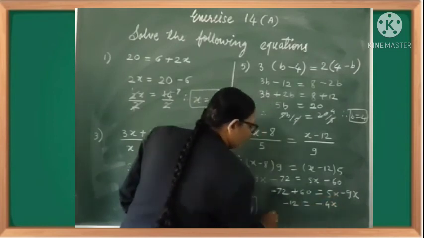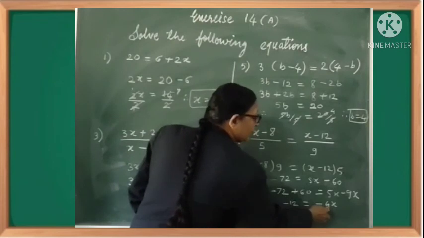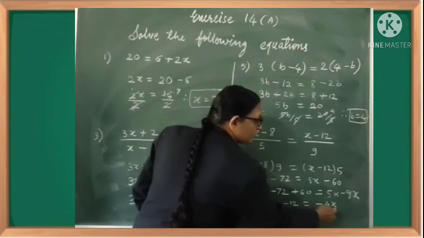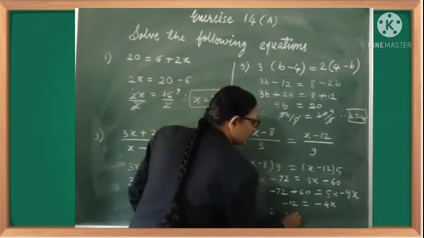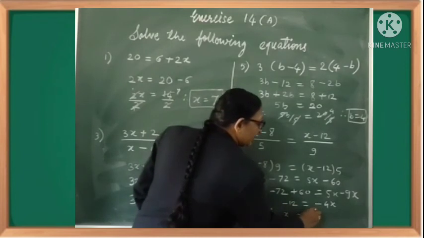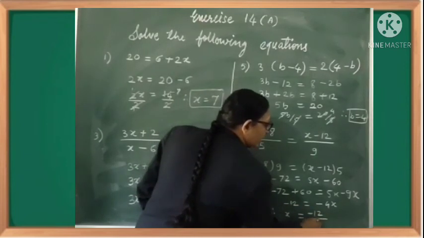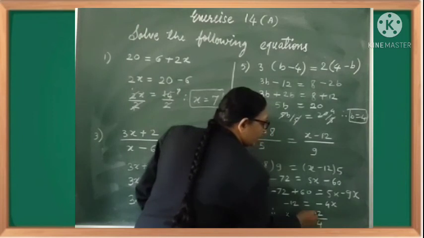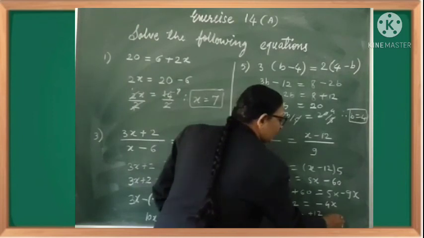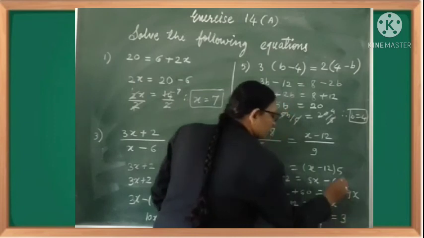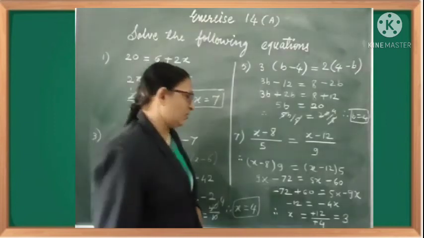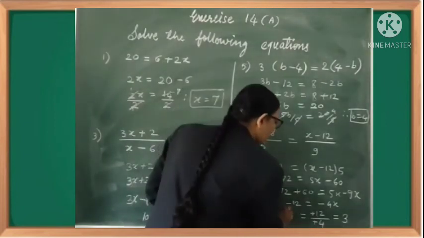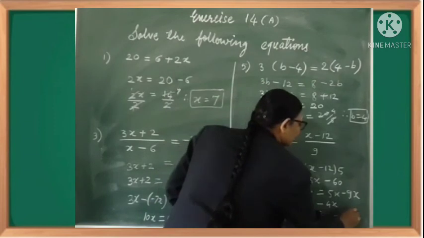We want to find out the value of x. So this negative 4 is multiplied to the x. We will transpose it. So the value of x is equal to negative 12 upon negative 4. Negative, negative, positive, and 12 upon 4 is 3. Solution of the expression here, the value of x is equal to 3.